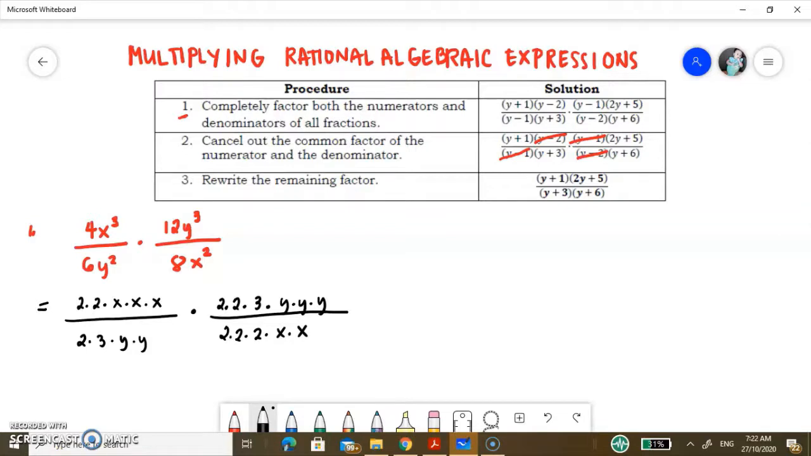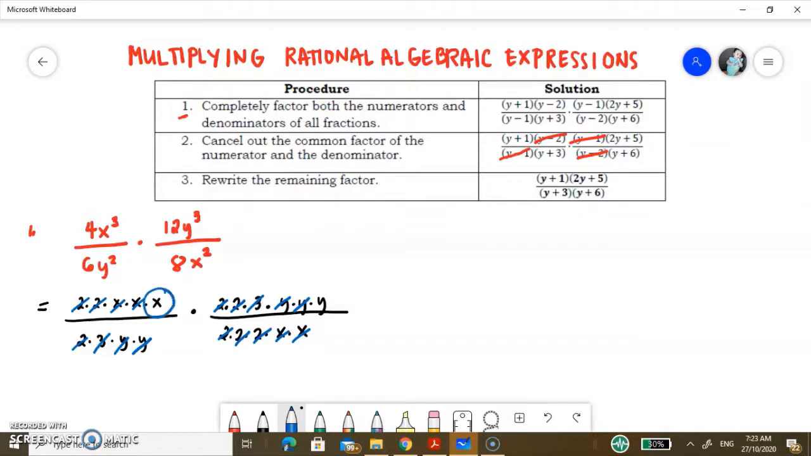And then we move on to the second step, which is to cancel out common factors of the numerator and denominator. So 2 divided by 2 is 1. You also have 2 here, that would be 1. x divided by x, another x divided by x is 1. Then 2 divided by 2 is 1, another 2 divided by 2 is 1. 3 divided by 3 is 1. y divided by y is 1, another y divided by y is 1.